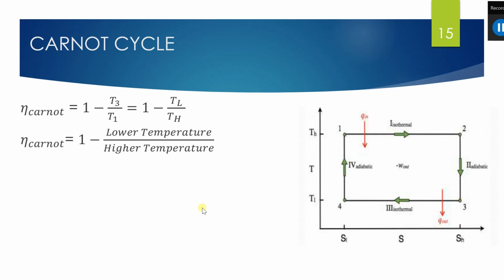Okay, so the efficiency of a Carnot cycle is 1 minus TL by TH, or 1 minus lower temperature divided by higher temperature. So the efficiency of a Carnot cycle depends only on the lower temperature and the higher temperature. So this is the equation for the efficiency of a Carnot cycle.